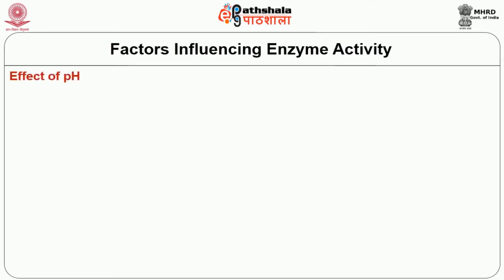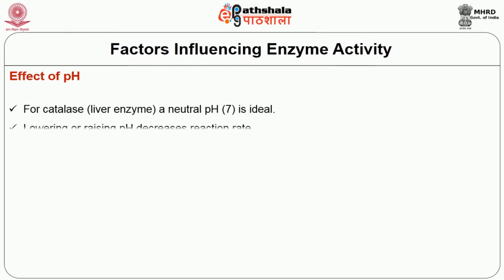Effect of pH. Let me take up first the effect of pH. pH is the negative logarithm of hydrogen ion concentration and it decides the acidic or the basic nature of the environment in which the enzyme is acting. For catalase, which is a liver enzyme, the optimum pH is found to be neutral pH, that is 7.